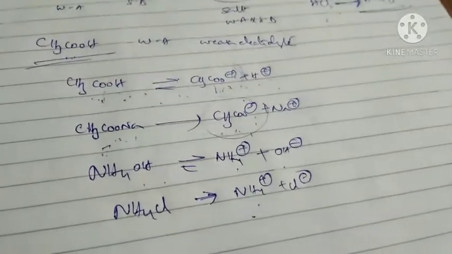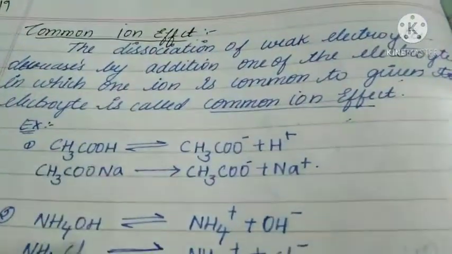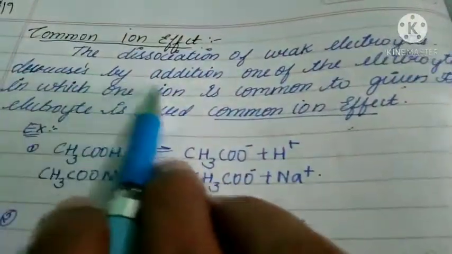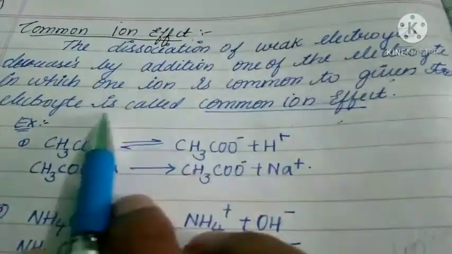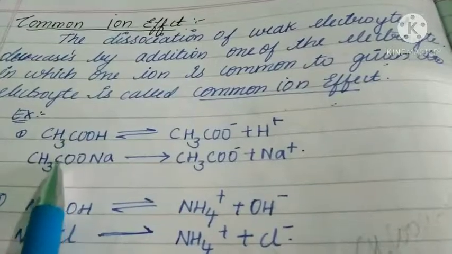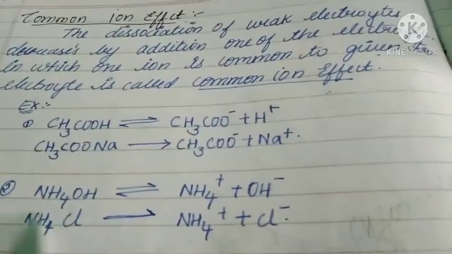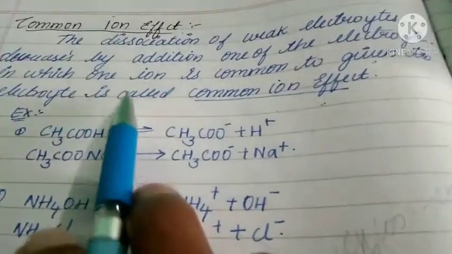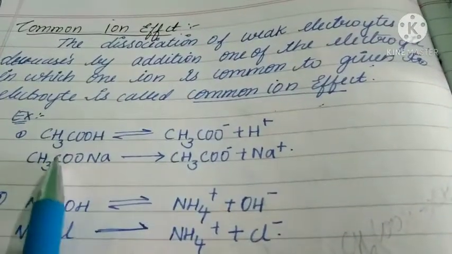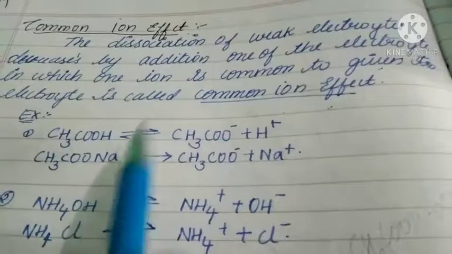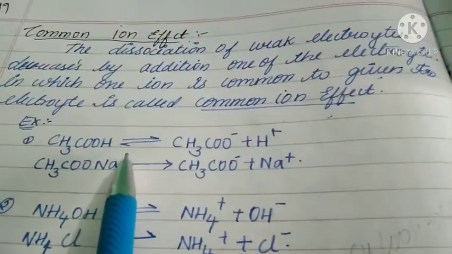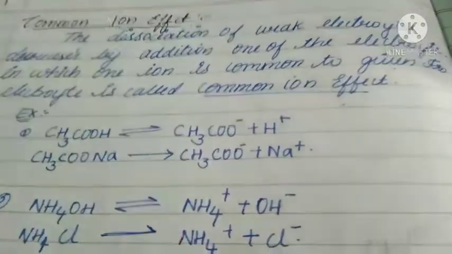Now I am going to discuss the definition once again. See, what is the definition? The dissociation of a weak electrolyte, that means either this one or this one, decreases by the addition of an electrolyte in which one ion is common to the given electrolyte. That means in this case we are adding this one, and in this case we are adding this one. So the added substance should contain one common ion. Then only the dissociation of the weak electrolyte decreases.